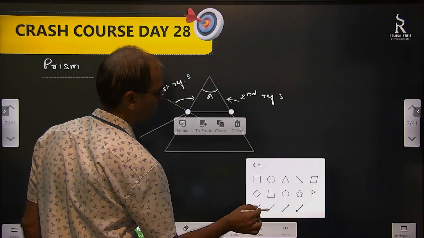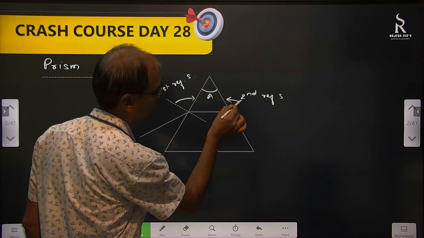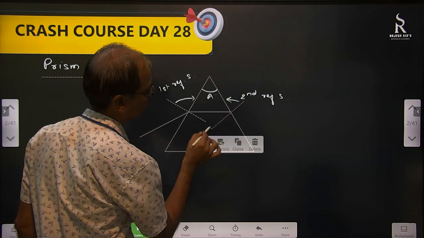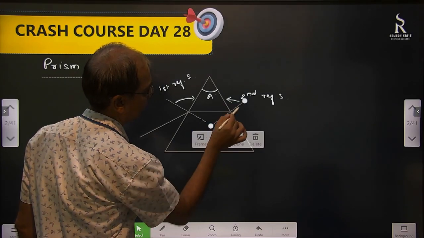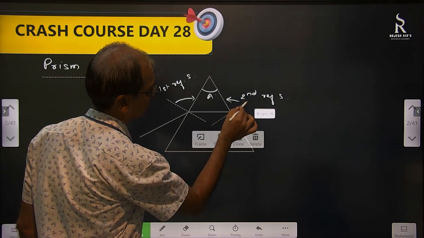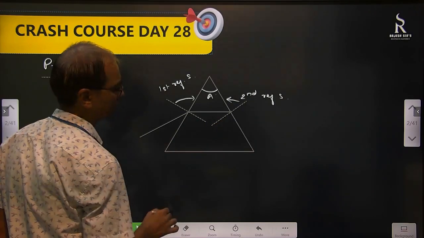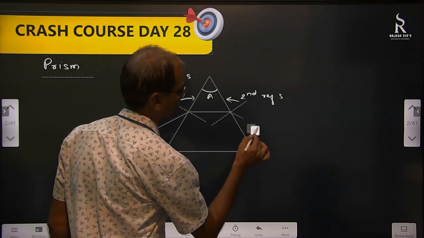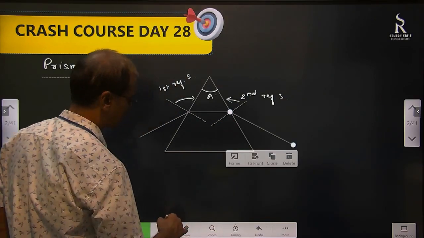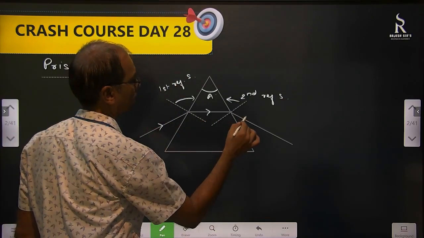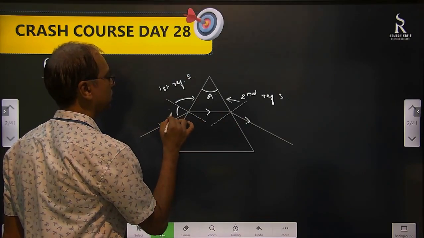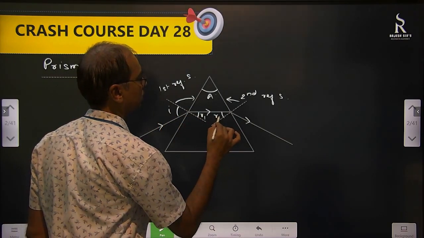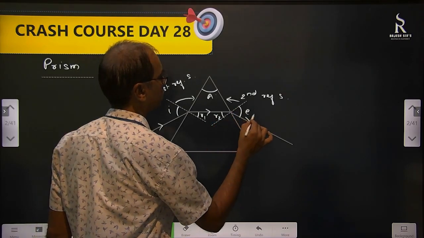Again, one more normal here, normal to this surface this time. Right. So this is normal to this surface. Then the ray will be going out. It's like this. This is angle of incidence. This is angle of refraction. This is again angle of incidence. And this is angle of emergence.